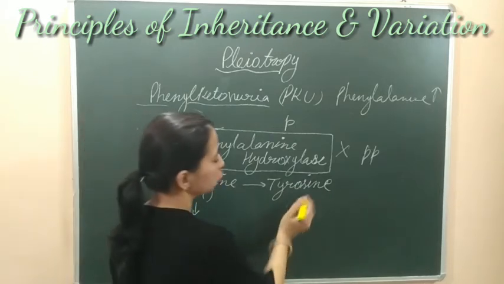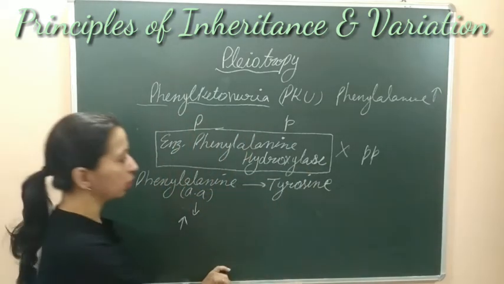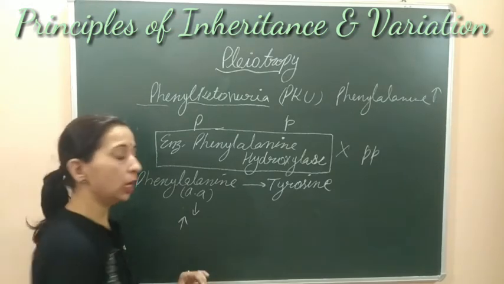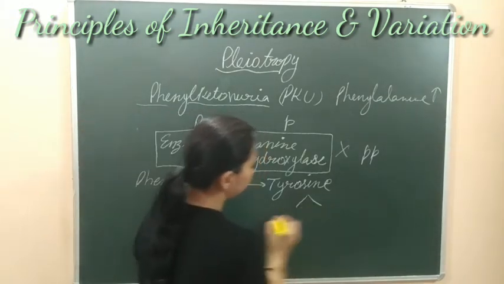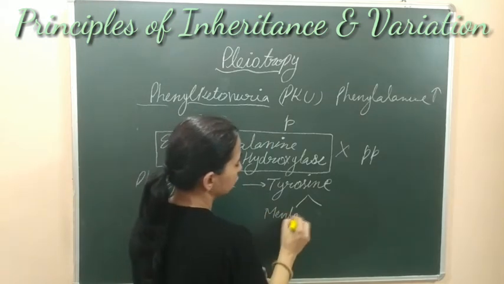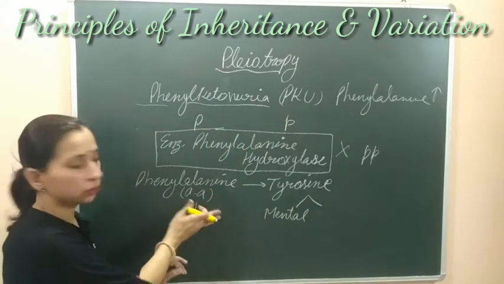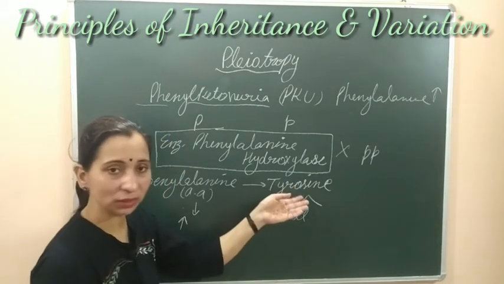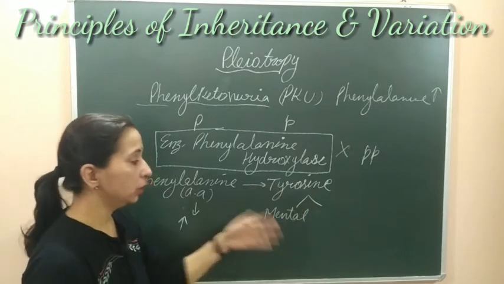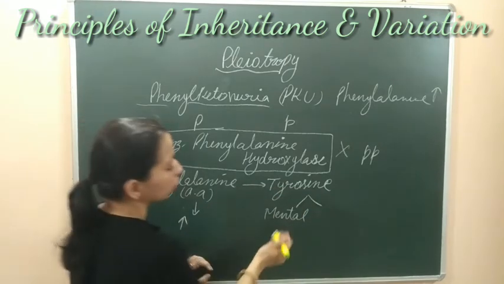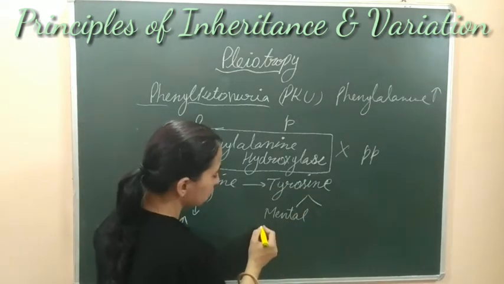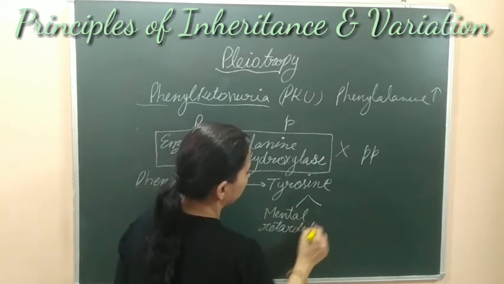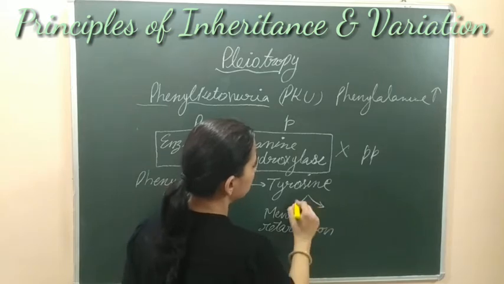The two effects that are shown during this defective condition, when this enzyme is not formed and the tyrosine is not synthesized. The first is mental retardation. Phenylalanine नहीं convert हो रहा है tyrosine के अंदर. जब tyrosine नहीं बन रहा, it's not synthesized, then what effects are shown? कौन से हमें यहाँ पे effects show होंगे? First is mental retardation, and the second effect is pigmentation.